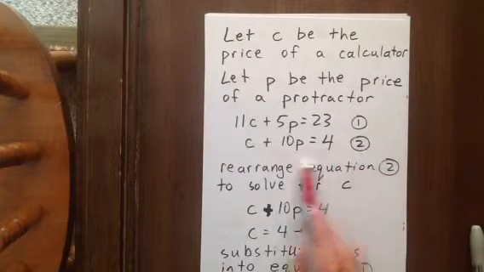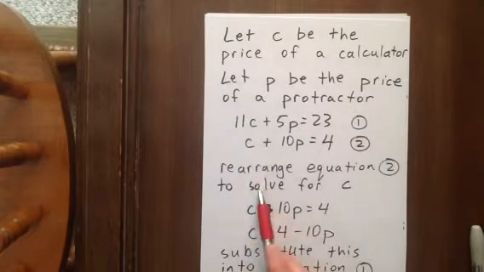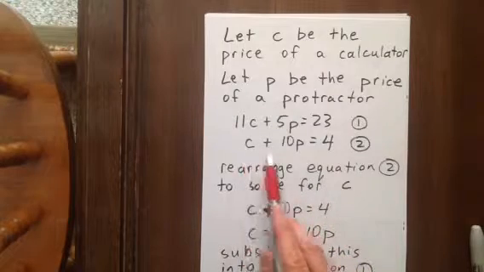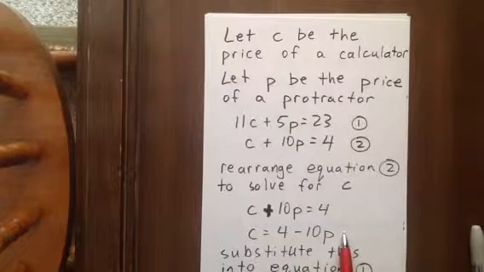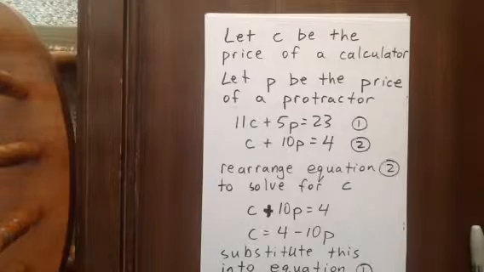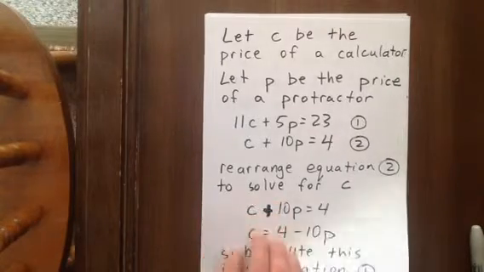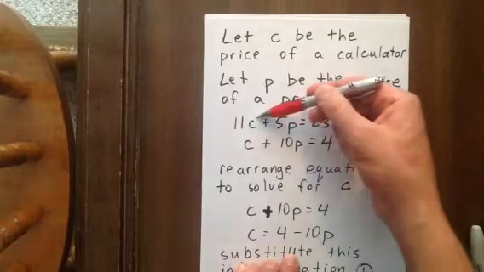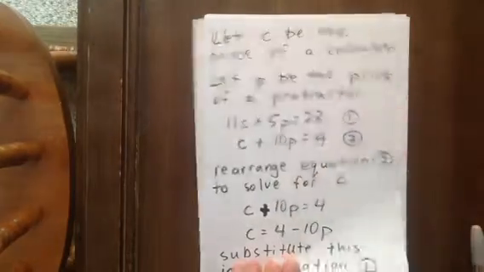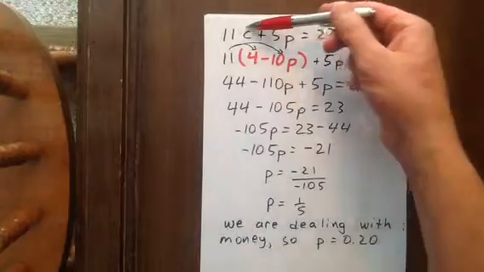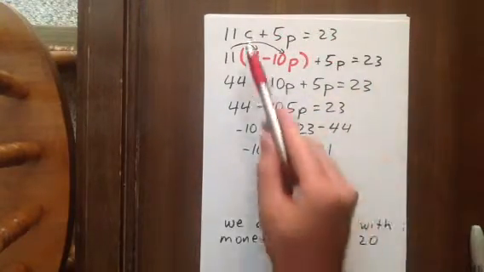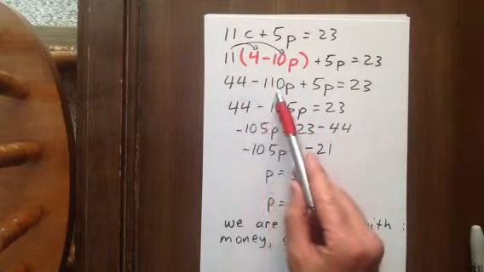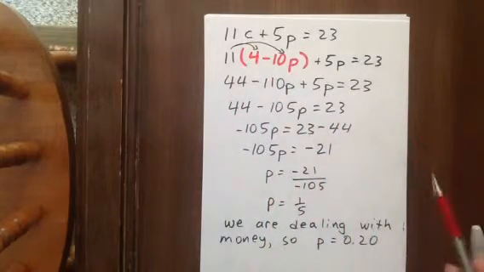Well, I see that I can rearrange 2 fairly easily to isolate the C, so I do that. Since C plus 10p equals 4, I can say C equals 4 minus 10p. I can then substitute this expression for C into equation 1. And doing that, I'll get 11 times 4 minus 10p plus 5p equals 23. 11c plus 5p equals 23. Substituting it in, 4 minus 10p for c, I get 44 minus 110p plus 5p equals 23.